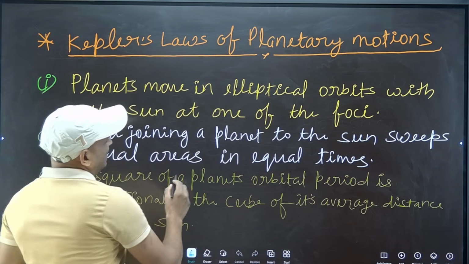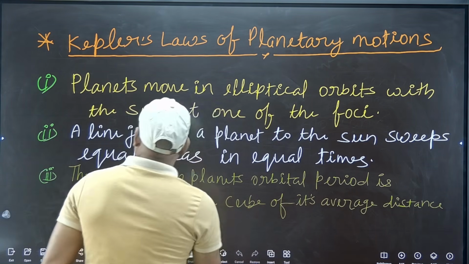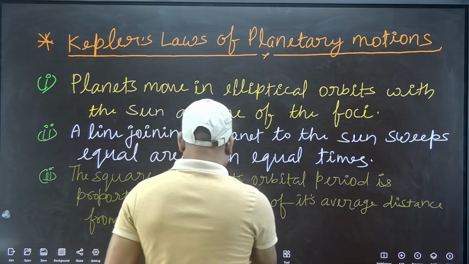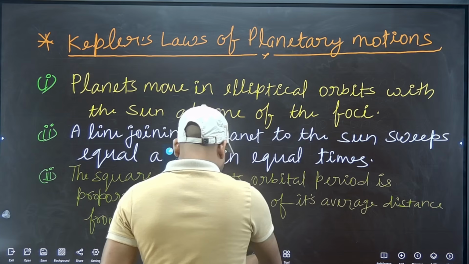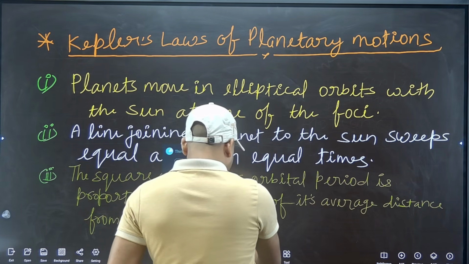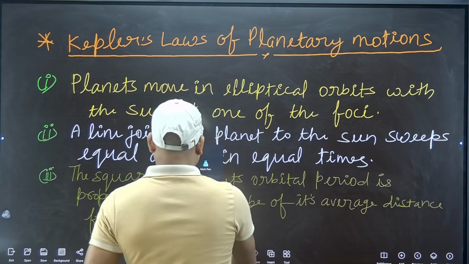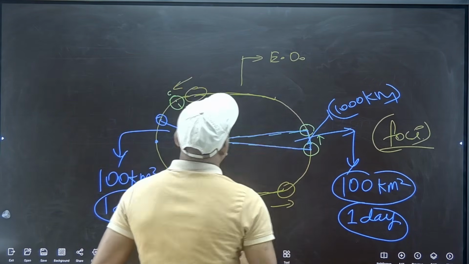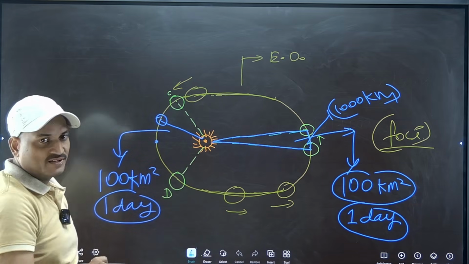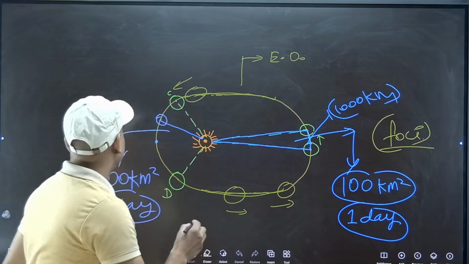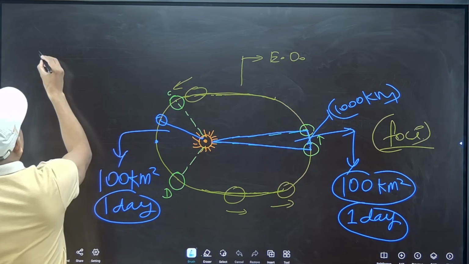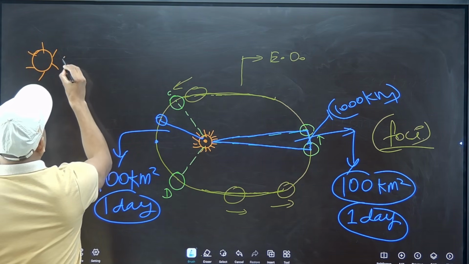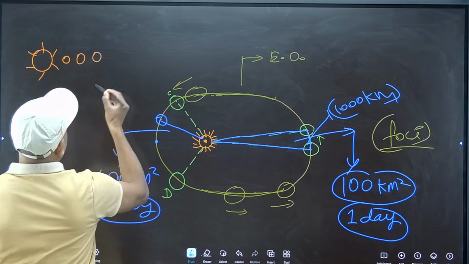The square of a planet's orbital period is proportional to the cube of its average distance from the Sun. If we simply try to understand it, it says that for any planet, for example, we know that there are a number of planets around the Sun. For example, this is the Sun, and there are many planets: Mercury, Venus, Earth, etc.